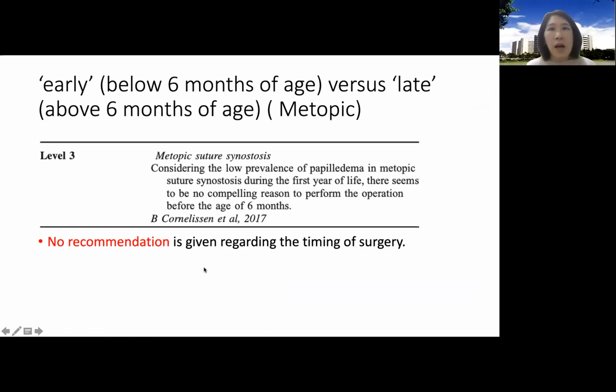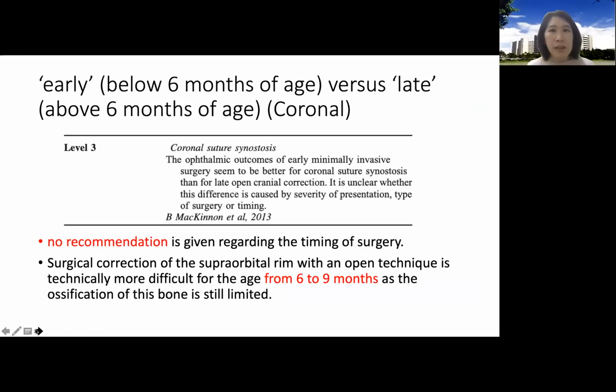Like this patient at 4 years, I also do the total cranial vault. So how about the others? For metopic, there's no recommendation. For coronal, there's no recommendation. However, if you do unicoronal, it is suggested to do the FOA after 9 months of age, because the bone is better for reshaping.